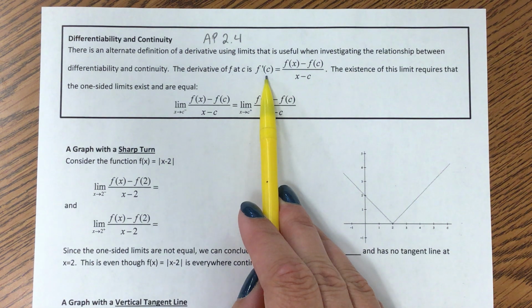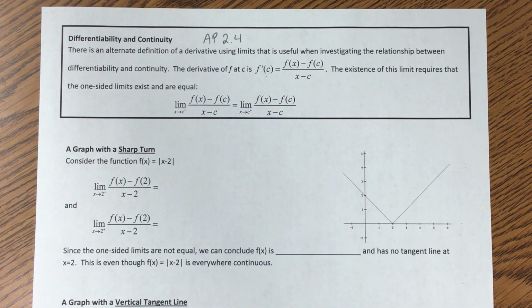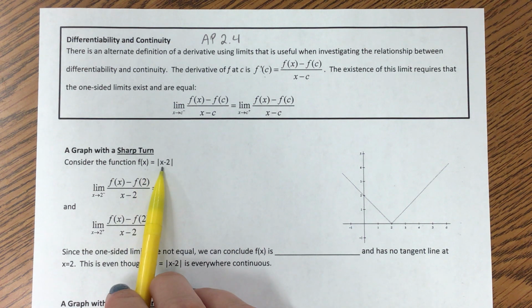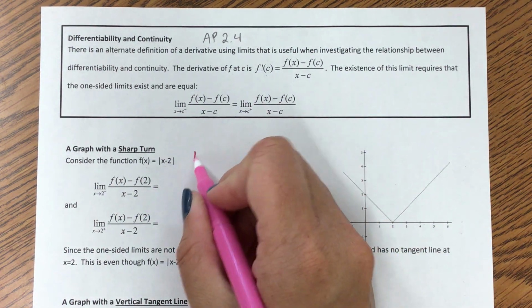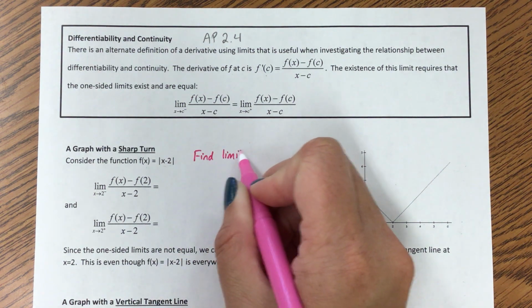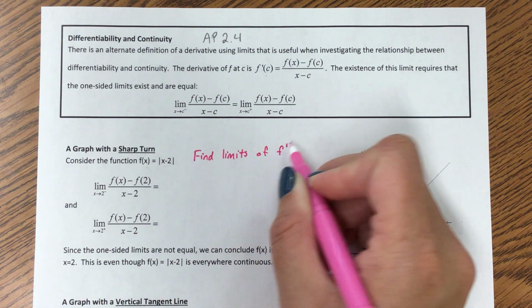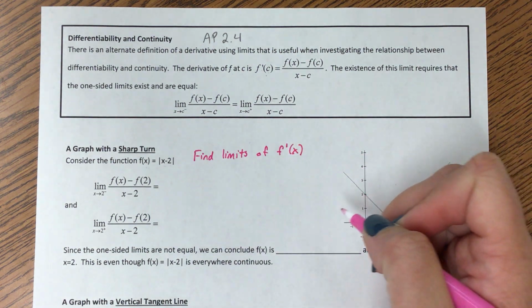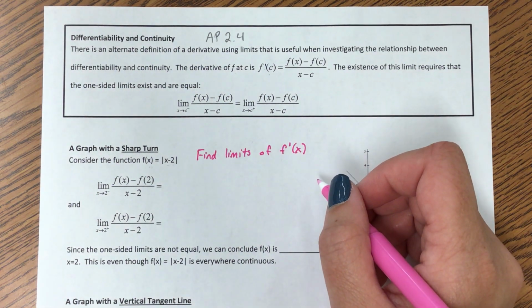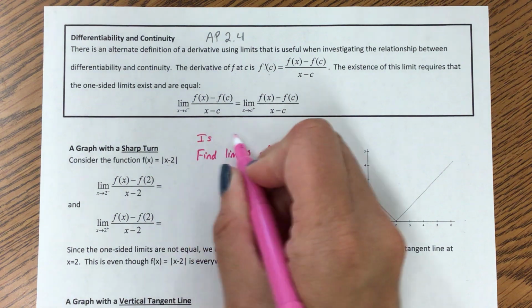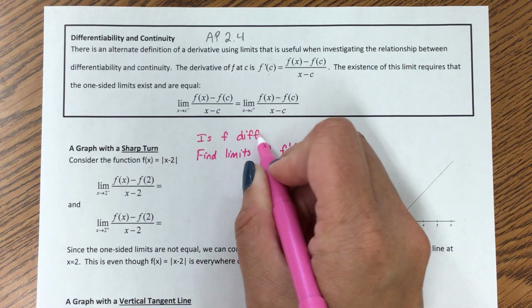That's the difference. Okay. So let's talk about differentiability based on a picture. Let's start with f of x equals the absolute value of x minus 2. So we're going to find the limit of f prime of x instead of f of x because we're trying to figure out if our graph is differentiable. Okay, is f differentiable?